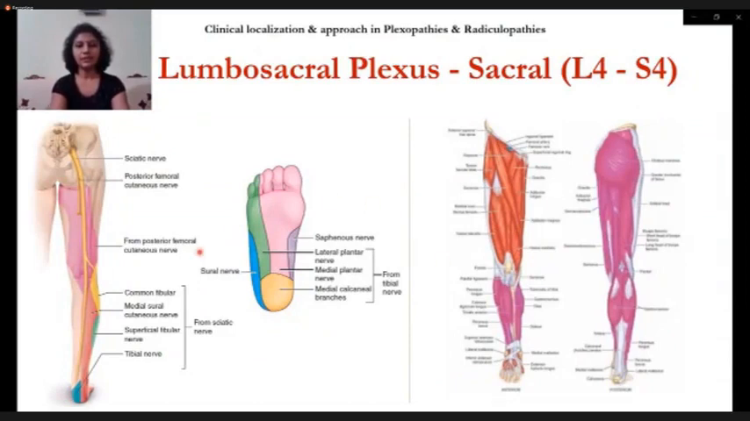The nerves arising from the sacral plexus and their branches supply the skin over the posterior portion of the thigh, the posterior leg, the lateral leg, as well as the entire foot. The muscles that are innervated by the sacral plexus include the hip abductors and extensors, the hamstrings, the foot muscles, as well as the sphincters, as represented by the shaded areas in this figure.